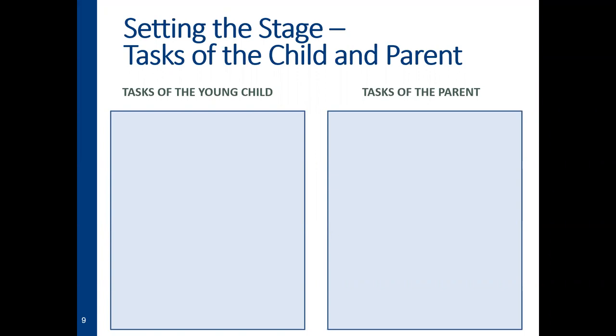Now let's add the variable of a disability. Think about some of the disabilities that you are aware of and the impact on children within this age range. How does this influence the tasks of the parent? What additional tasks might we list? Keep these various tasks in mind as we continue on.